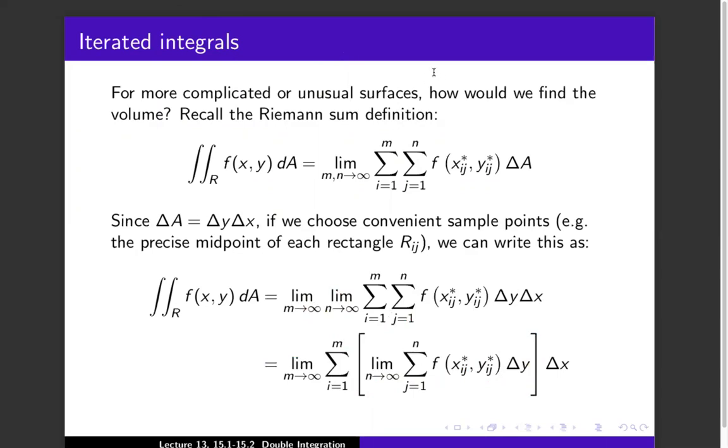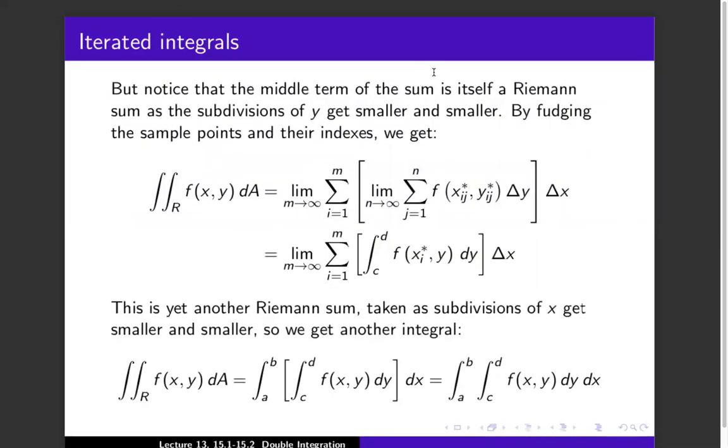And indeed, if you look at that inner Riemann sum first, well, like I said, that's just a Riemann sum. And it's the Riemann sum as the subdivisions of y are getting smaller and smaller. Now, this is kind of cheating. I'm hand-waving a little bit because I'm playing fast and loose with limits and sample points and things like that. But basically what's going on is, what if you just evaluate that inner limit first? You're going to get a new integral, an actual definite integral from c to d in this case, because it's the subdivisions of y. Y is going from c to d. So you get a new integral, but that's just another Riemann sum itself.